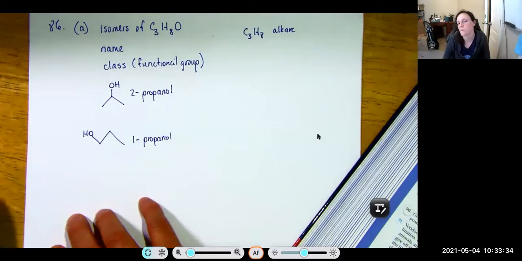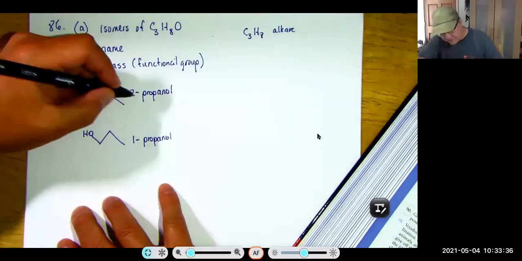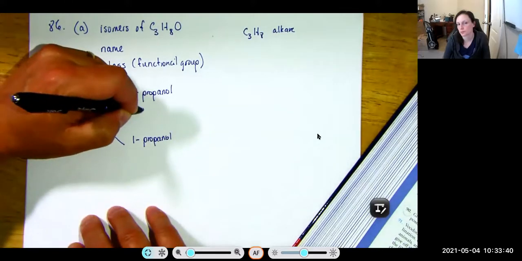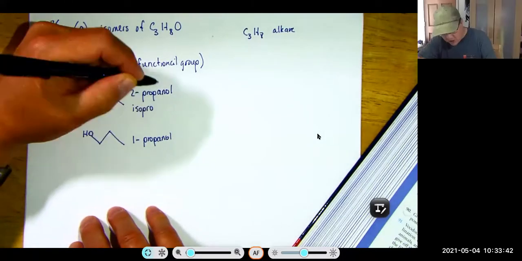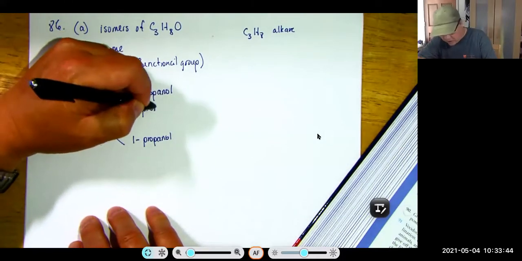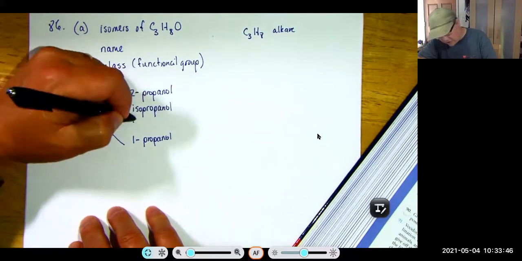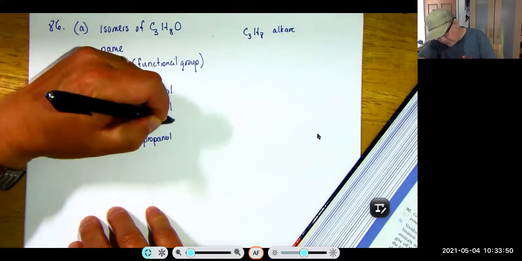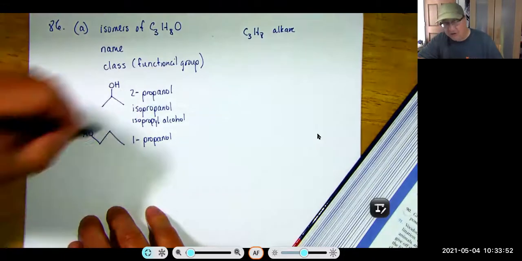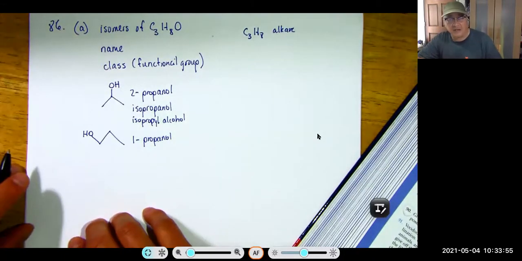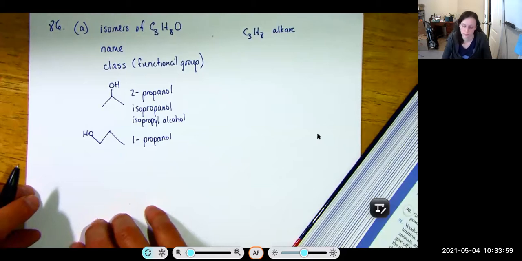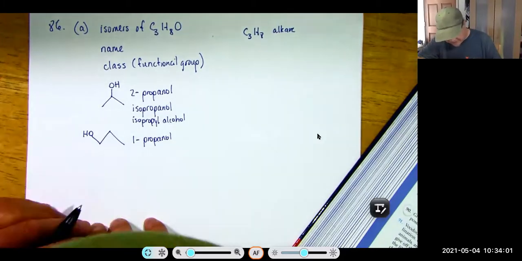Do you know the common name for the one above? Isopropyl. Isopropanol or isopropyl alcohol. Usually it's called isopropyl alcohol when you buy it as a product in the store. Okay, so are there any other alcohols we can make with this?